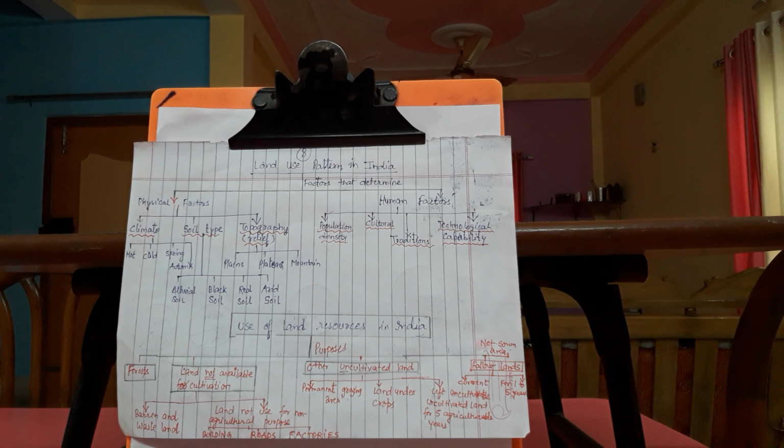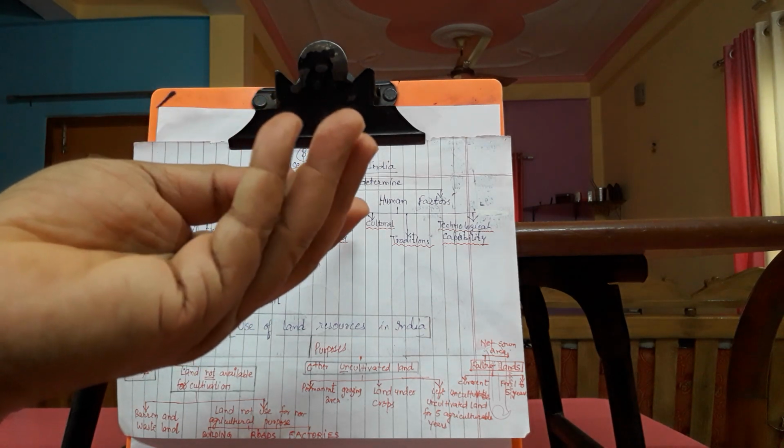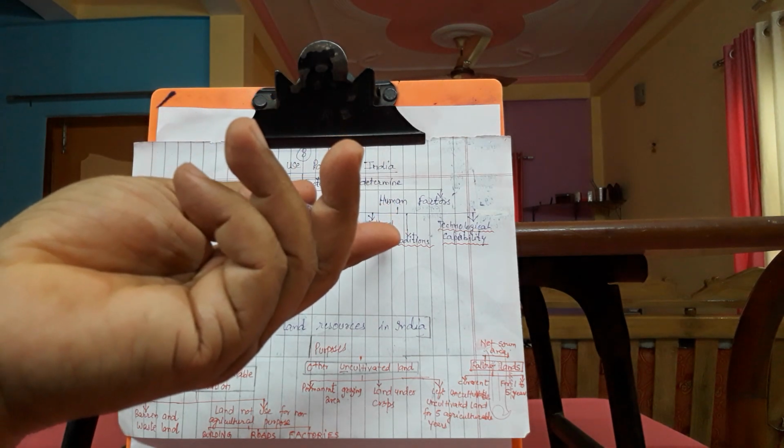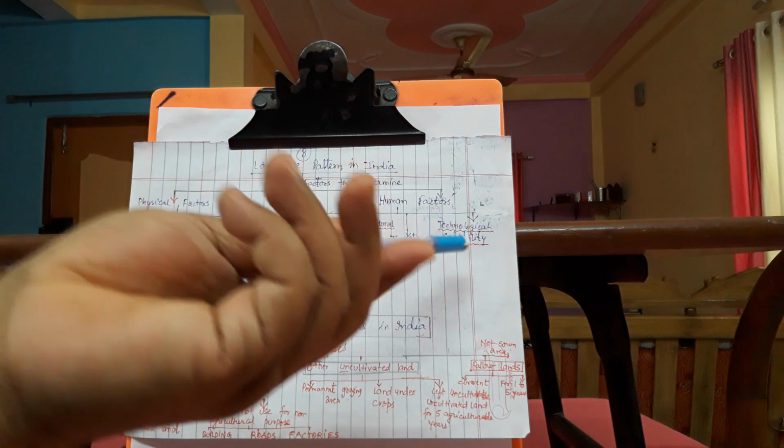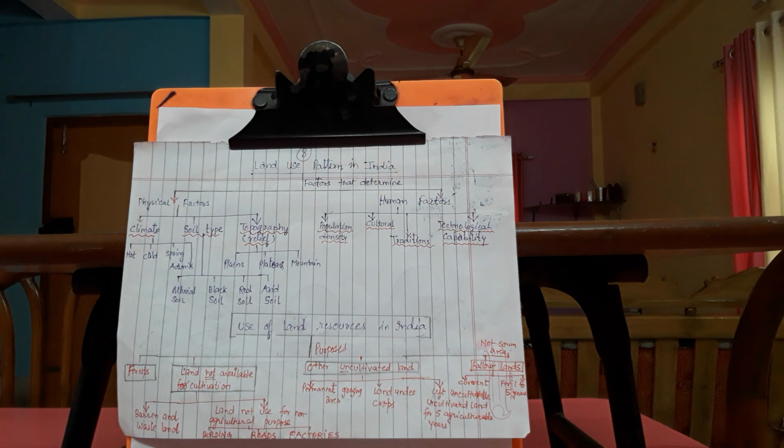Next come the human factors. Again there are sub factors there: population density, culture, tradition, and technological capability. For example, population density is the number of persons living per square kilometer. This definition you have read in the last chapter of geography last year. Where the population density is very high, in those areas we can't go for agricultural practices.